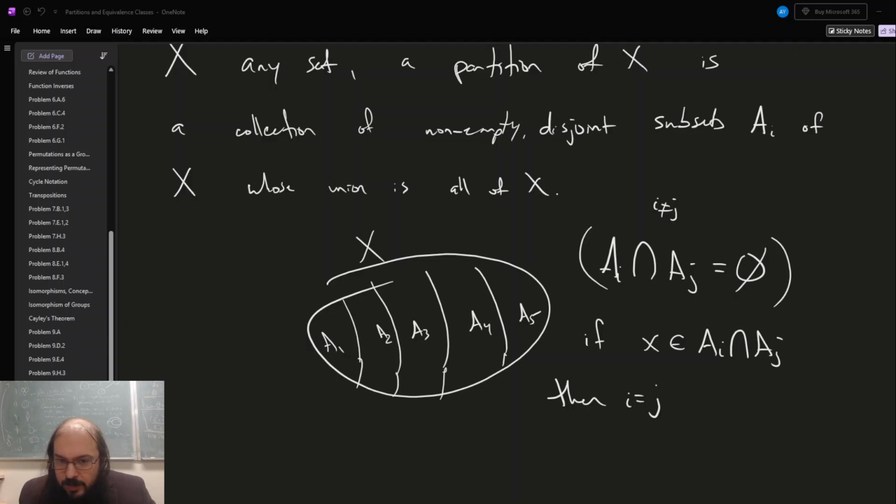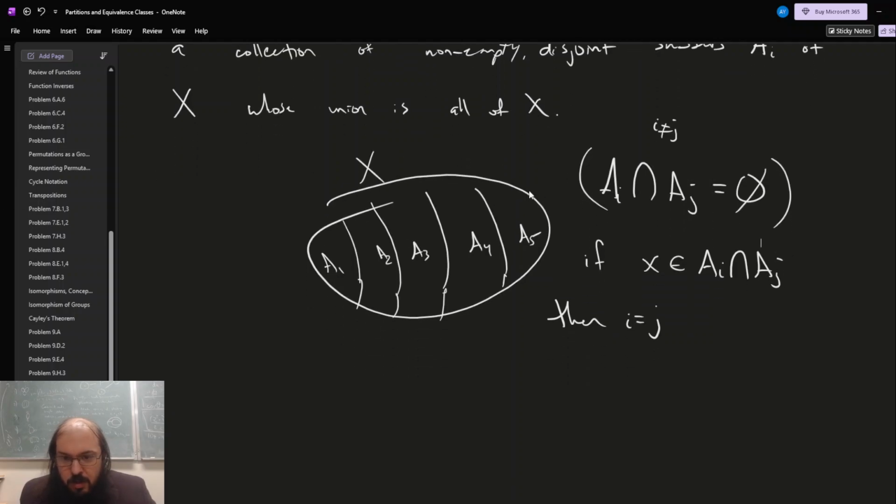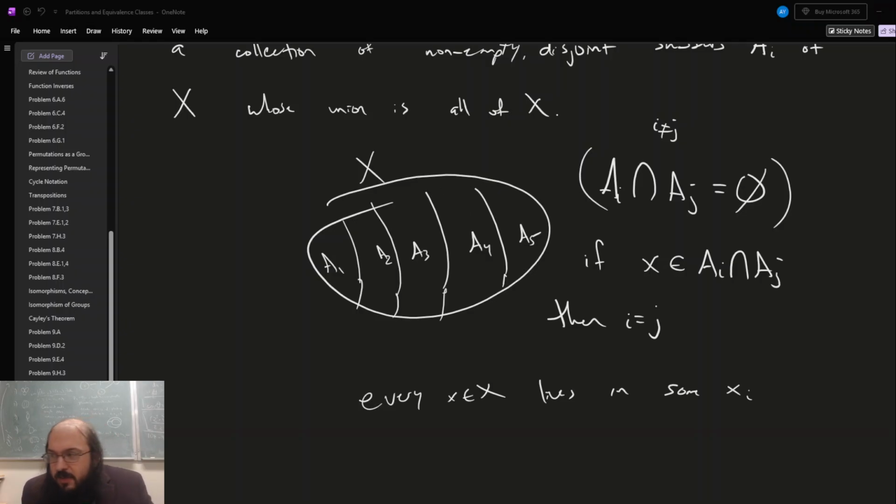The last requirement, that the union is everything, is that every x in X lives in some Ai. There's no unclaimed part of X. In other words, you could think of this as carving up a map or sorting any kind of objects. That's actually a really good example. Whenever we're talking about partitioning a set, we're implicitly thinking about sorting the elements in some capacity.